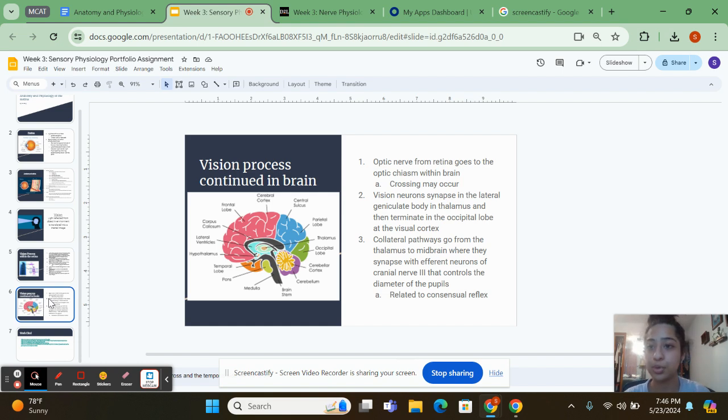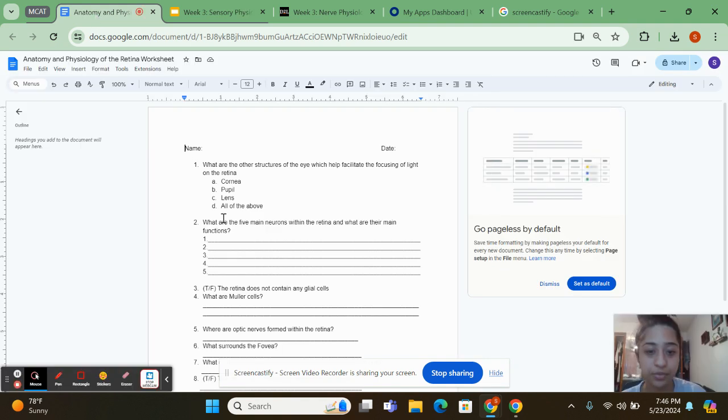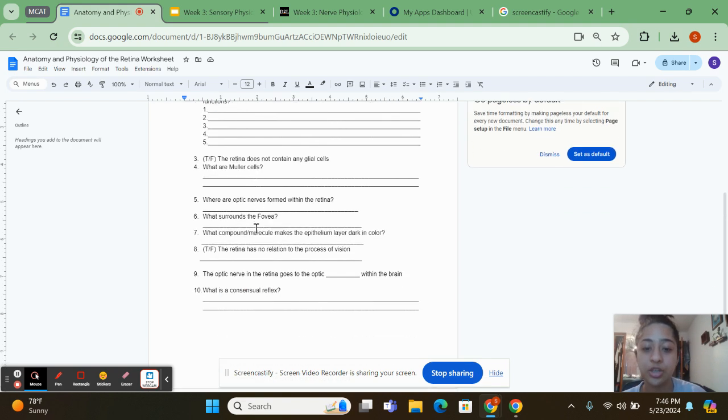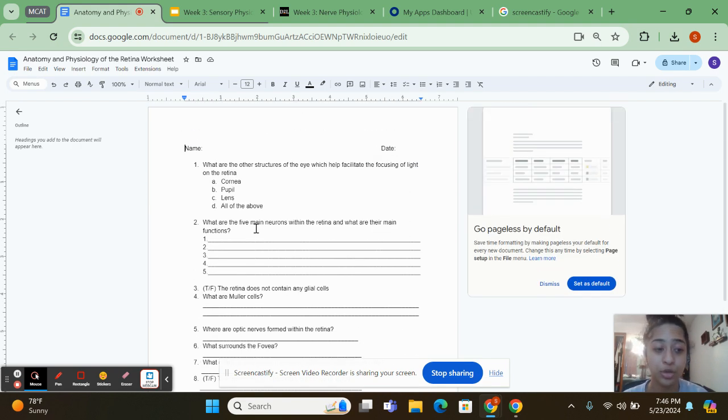And that is pretty much it. And then I made a worksheet in order to just kind of summarize everything that we learned about the anatomy and physiology of the retina. And all of the answers of this can be found within the slides itself. There will also be an answer key that will be shared.